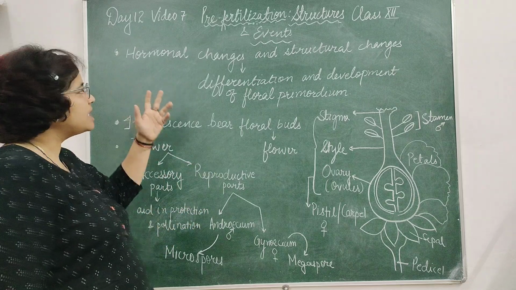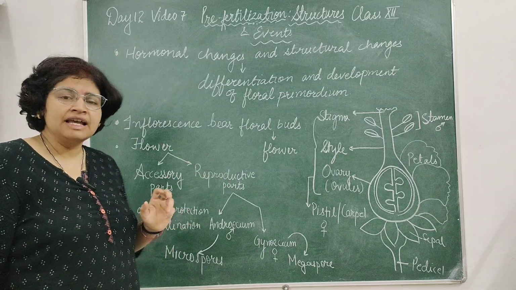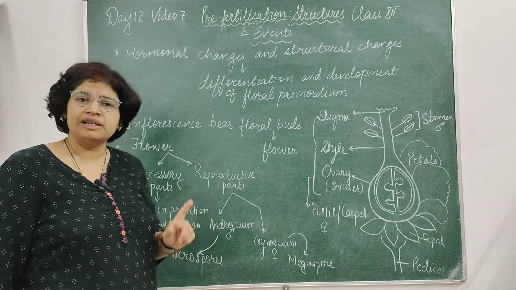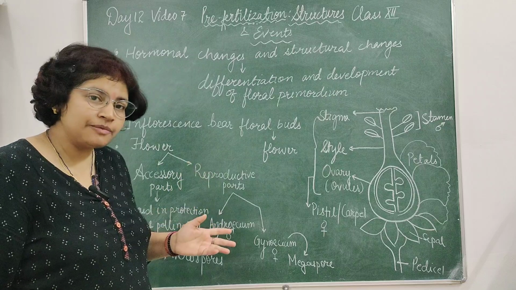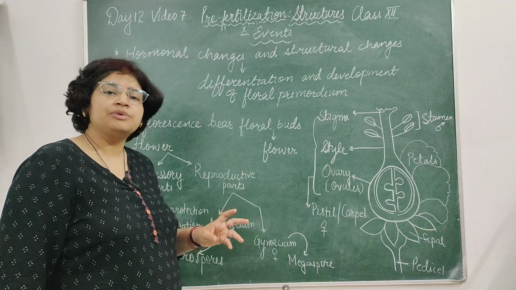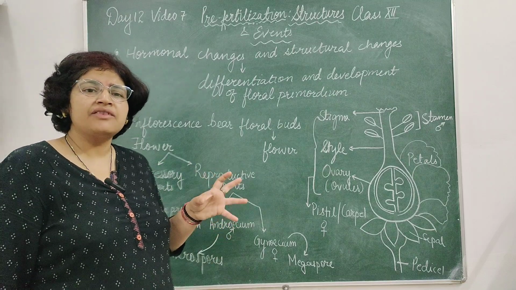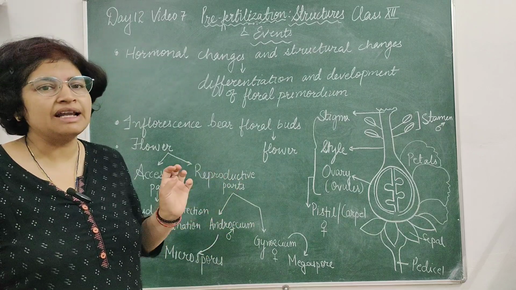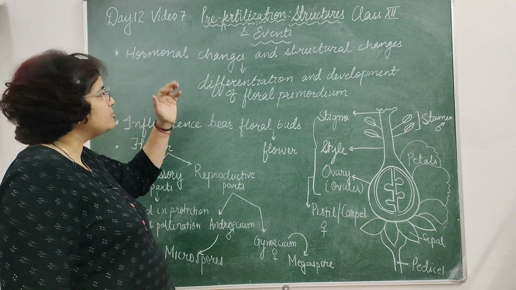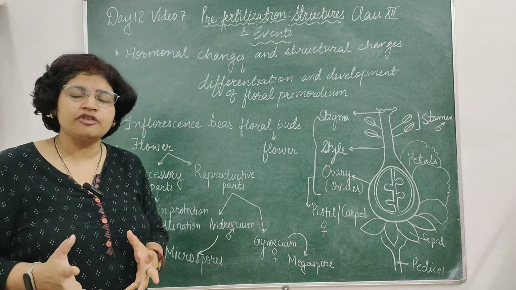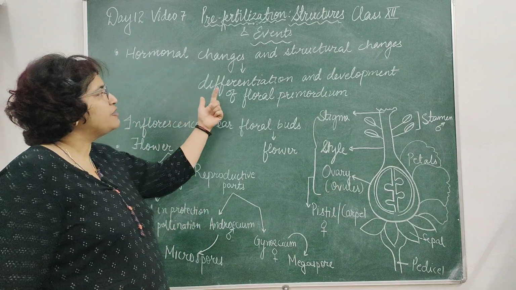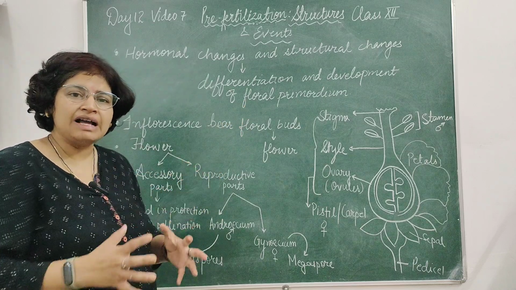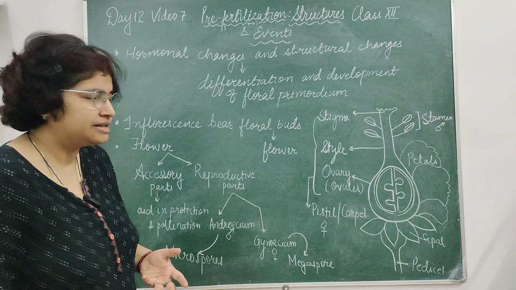Fine. So, various kinds of hormonal changes in plants. In plants, various types of hormones are released, for example auxins, gibberellins, cytokinins, the fruit ripening hormone ethylene, and abscisic acid. All these hormones are released at particular time intervals to promote certain changes in the plant body. Those hormonal changes and the structural changes of a plant help in the differentiation and development of the floral primordium. Floral primordium is the floral axis where the flower will arise.